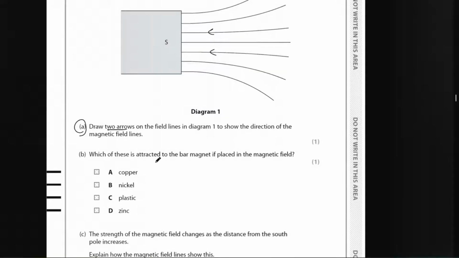Okay, question number B. Which of these is attracted to the bar magnet if placed in the magnetic field? So only magnetic materials will be attracted, and the magnetic materials that we have learned are iron, nickel, and cobalt. So in these options, we have nickel, so the answer should be B. Copper, plastic, zinc are not magnetic materials, so they won't be affected by the magnet.